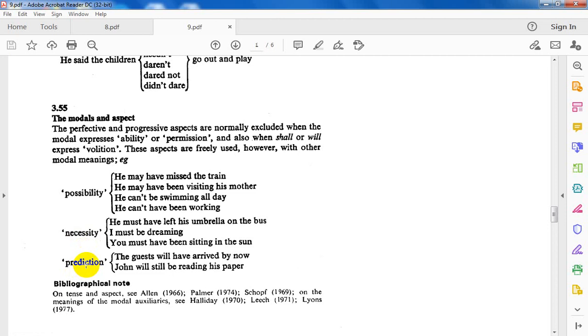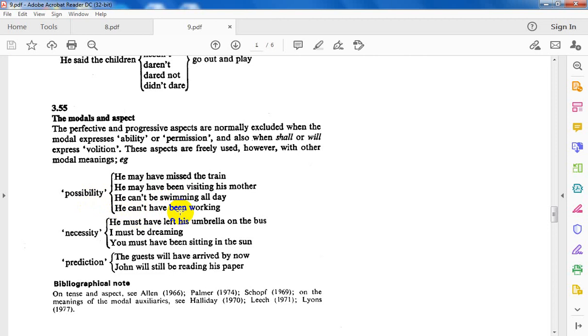Possibility: he may have missed the train. What is the aspect? It is may denoting possibility, and the aspect is perfective. He may have been visiting his mother. May here denotes possibility, and the aspect is perfective progressive. He can be swimming all day. The meaning of can is possibility, and the aspect is progressive.